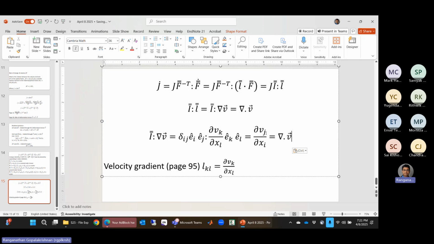Sorry, you also have a delta Ij, so you have to make I and J equal to each other. First you set K equals J, then you set L equals I, and finally you set I equals J because you have the identity tensor, which gets you partial Vi over partial Xi, which is nothing but the divergence of velocity. So that's a neat simplification.